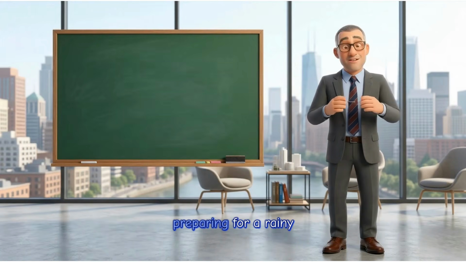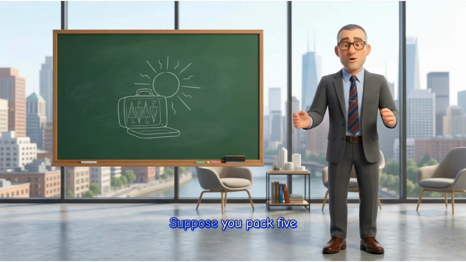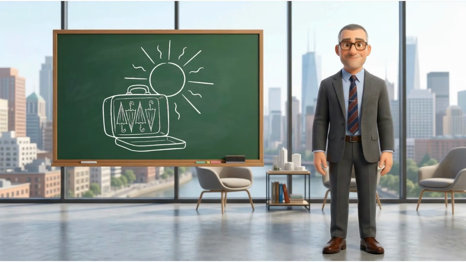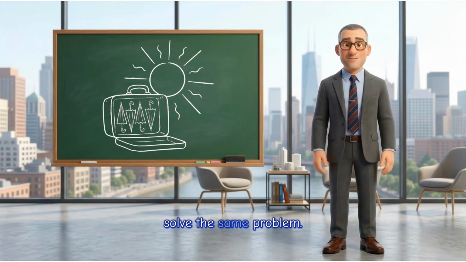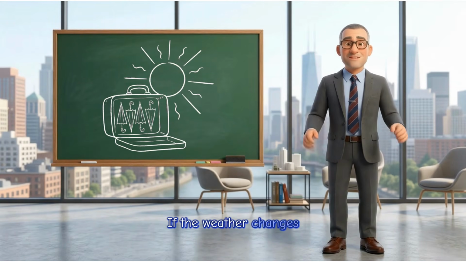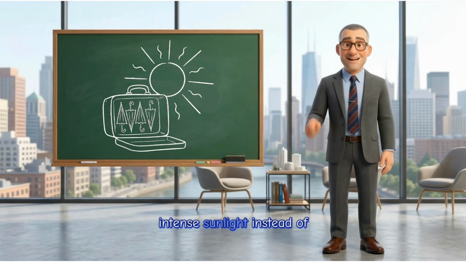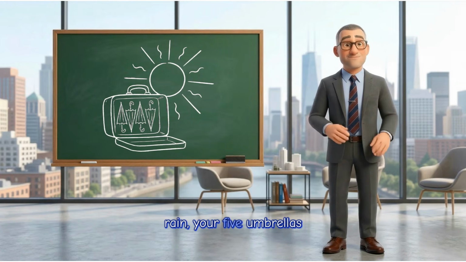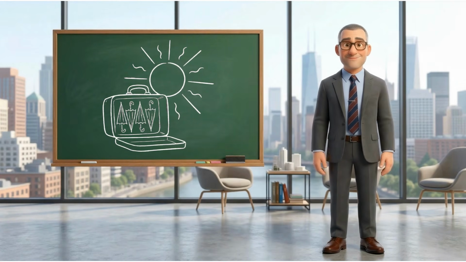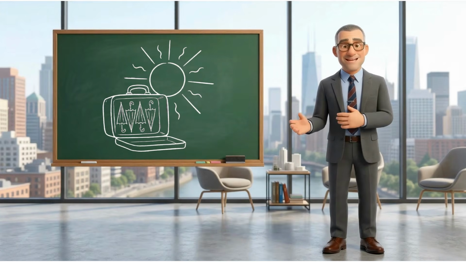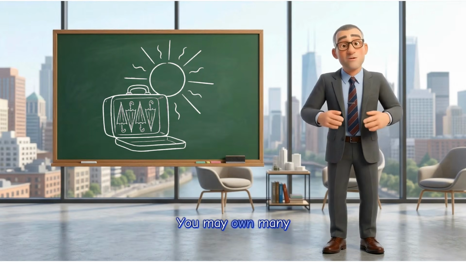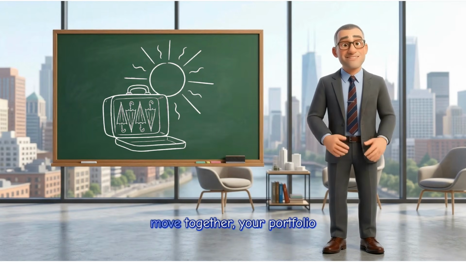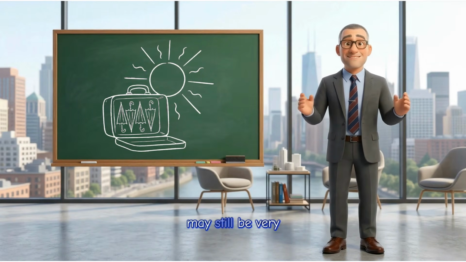Think of this like preparing for a rainy day. Suppose you pack 5 items for a trip, but all 5 items are umbrellas. Technically, you brought 5 things, but they all solve the same problem. If the weather changes and the problem becomes intense sunlight instead of rain, your 5 umbrellas do not help much. In investing, buying many assets that behave the same way creates the same problem. You may own many investments, but if they move together, your portfolio may still be very risky.